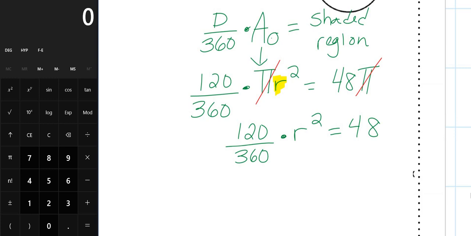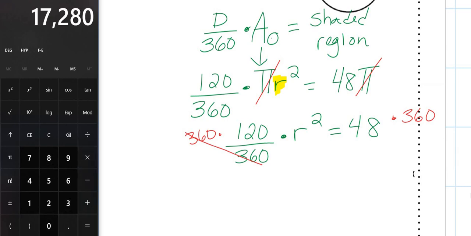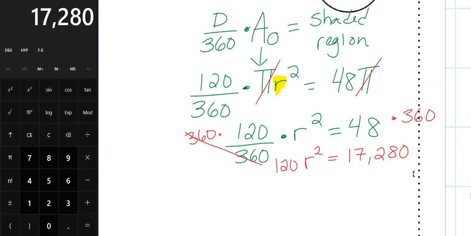Now, to get r by itself, we're going to have to start working with that fraction. Let's start by getting rid of the 360. I'm going to multiply both sides by 360. On the left, it cancels. On the right, 48 times 360 is 17,280. Bring down the r squared, bring down the 120. Okay, now next step, I'm going to divide both sides by 120. So now I have r squared equals 144.